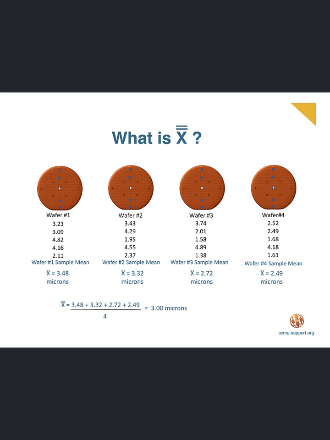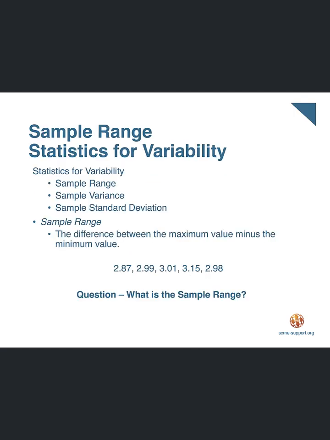This X bar bar data is used to come up with a target or centerline value for an X bar chart. Another set of statistical calculations used in SPC addresses variability or dispersion in the sample data. The statistics that are usually calculated are the sample range, sample variance, and the square root of the sample variance, which is called sample standard deviation.